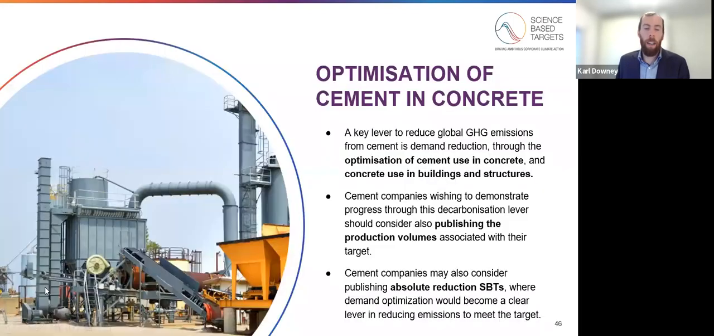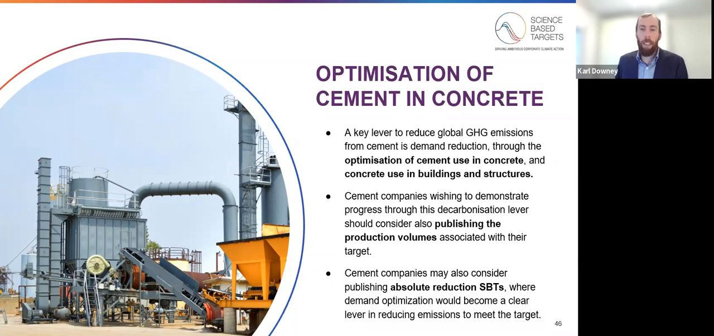Then the final area on cement and concrete specific processes that we have put into the draft guidance is this idea of optimizing the amount of cement that we're using in concrete as an important decarbonization lever, where because targets for cement companies are in terms of ton of CO2 per ton of cement, it may be that they feel that these kind of optimizations are not available to them as a lever to meet their targets.